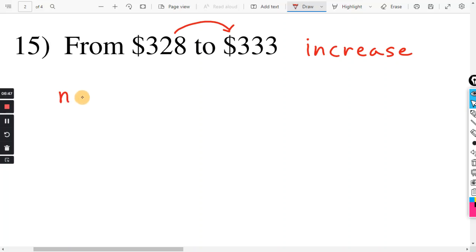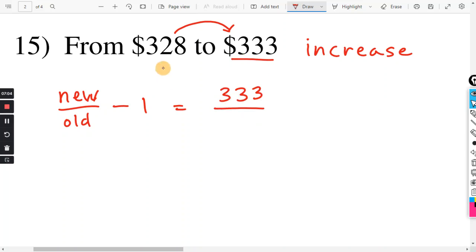We're doing the new divided by the old minus 1. Okay, so the new value is 333, and the old value is 328.